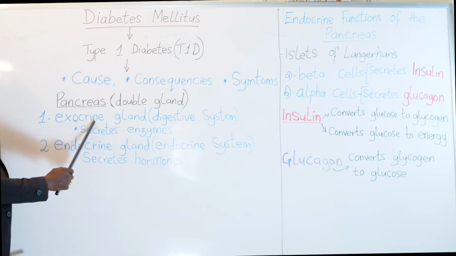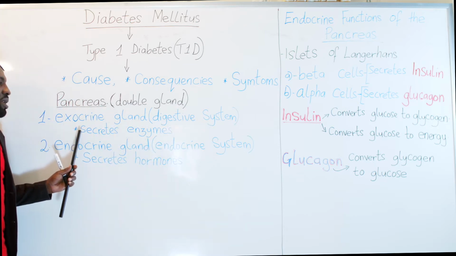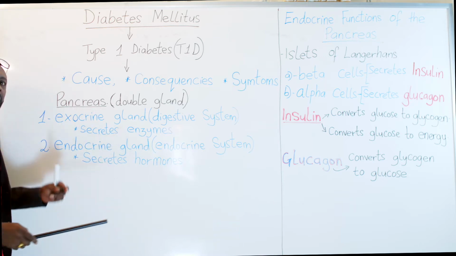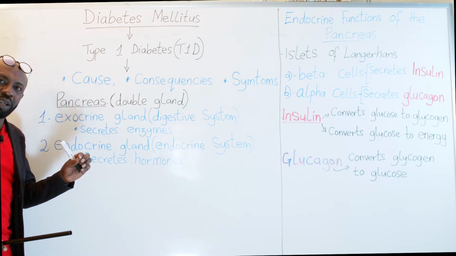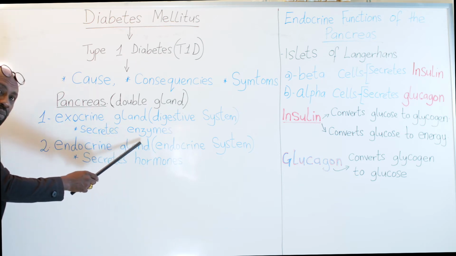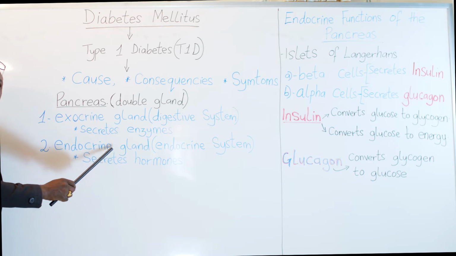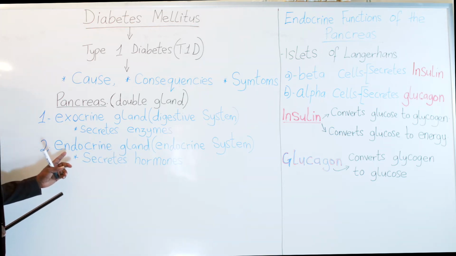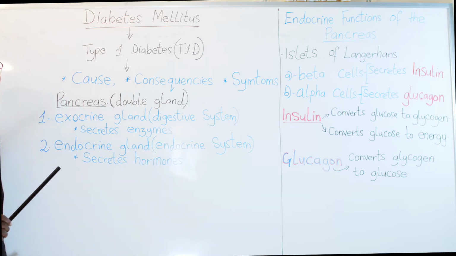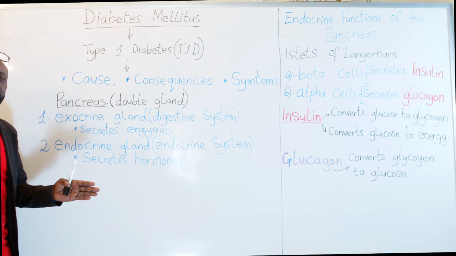As an exocrine gland, which functions with the digestive system, it secretes pancreatic juice, which contains enzymes, through the pancreatic duct into the first part of the small intestine called the duodenum. So it secretes enzymes. The second function is the endocrine function of the pancreas. It functions with the endocrine system, so it secretes hormones directly into the blood.